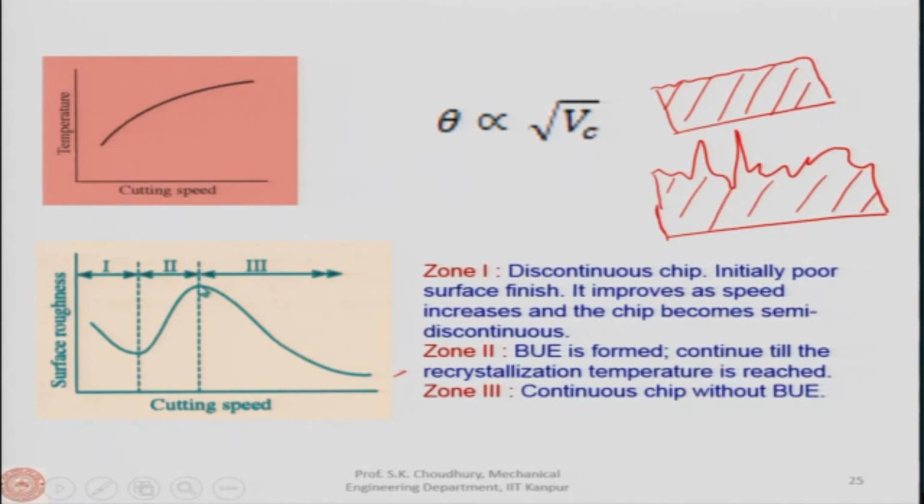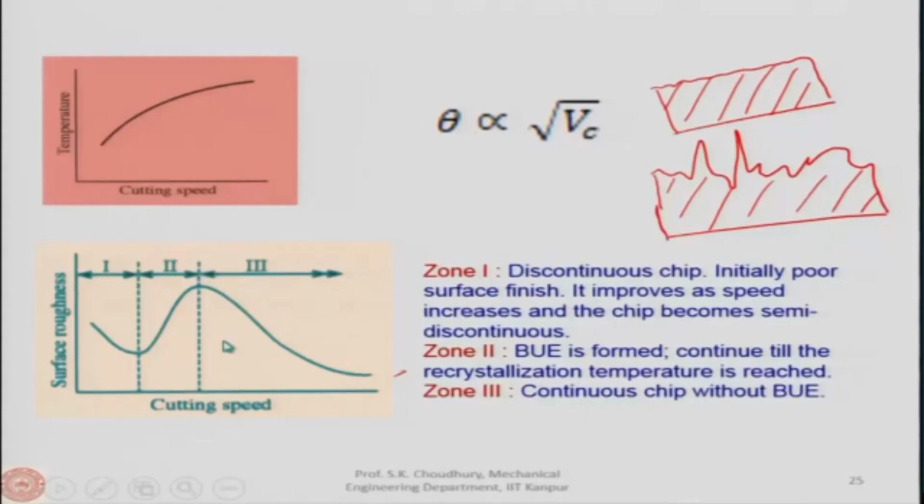Then from here the temperature will be more than the temperature of recrystallization, and the built up edge vanishes. Therefore, the surface finish improves, because the surface roughness goes down, because the built up edge is no more and the cutting process is smooth. So, these are the three distinct zones that are demonstrated during the cutting process for different cutting velocities.